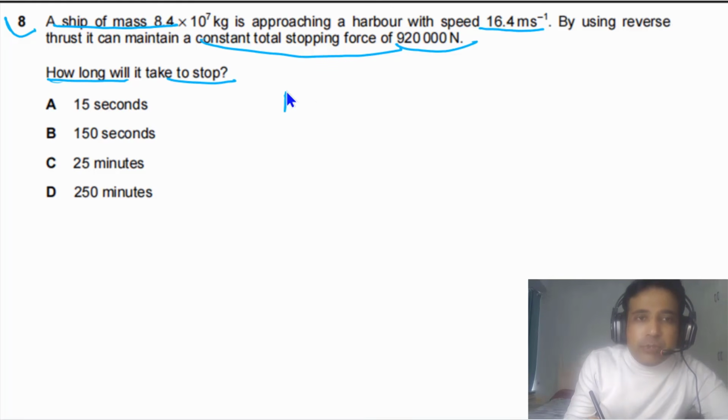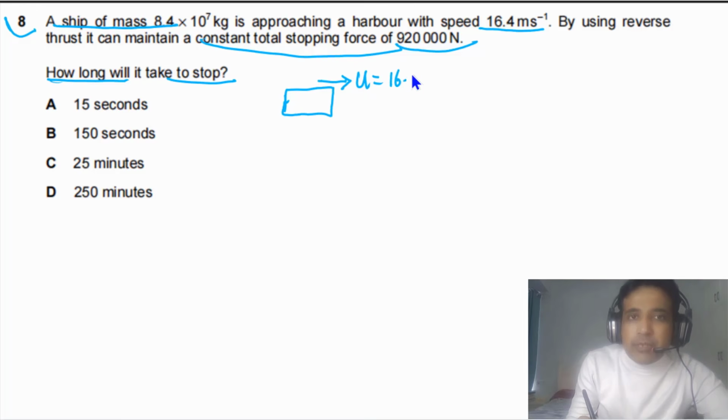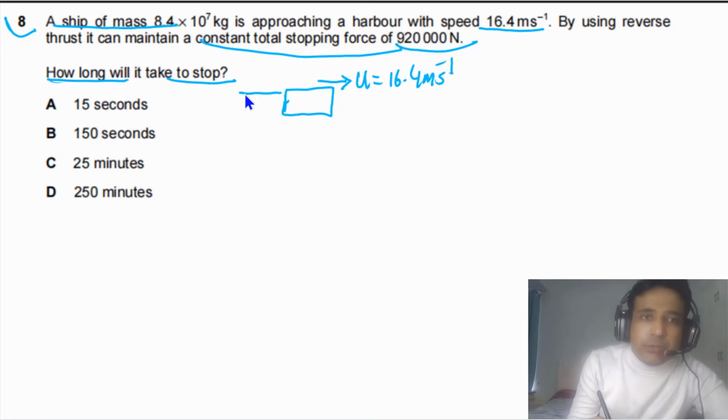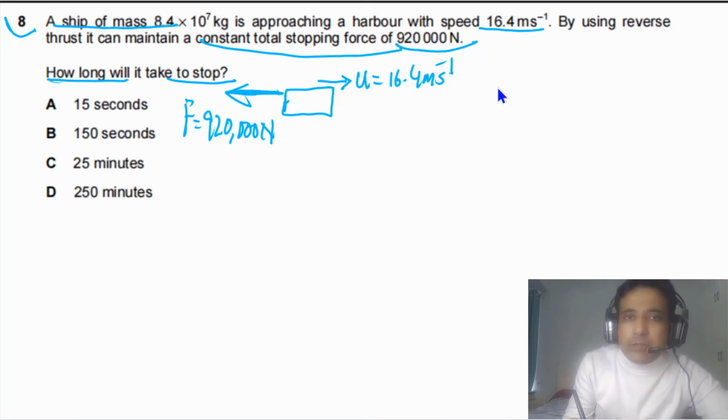So you can simply imagine this is the ship. We can also imagine the ship is moving to the right and the initial speed of the ship is given, that is equal to 16.4 meters per second. We can also imagine there is an opposing force that is trying to stop this ship. So this is the opposing force. F in this case is given, this is equal to 920,000 newtons. And finally this ship stops somewhere here. So the final velocity will be equal to 0.